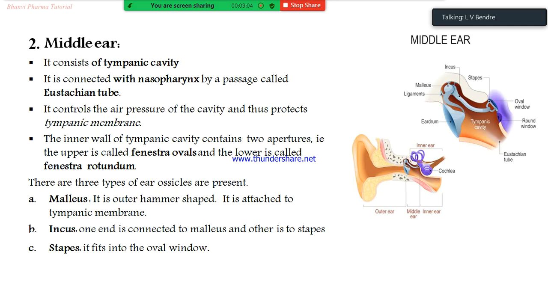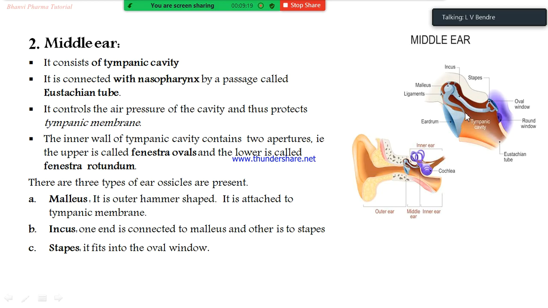It is like a hammer. You see the diagram of the malleus. It is outer hammer shaped. It is attached to the tympanic membrane, or eardrum.